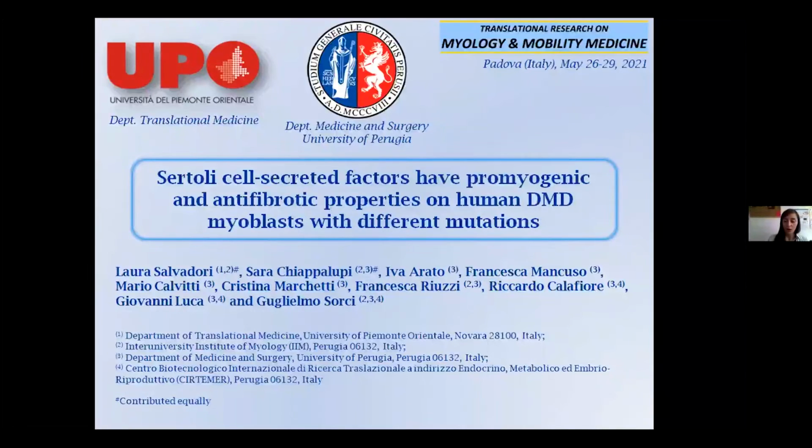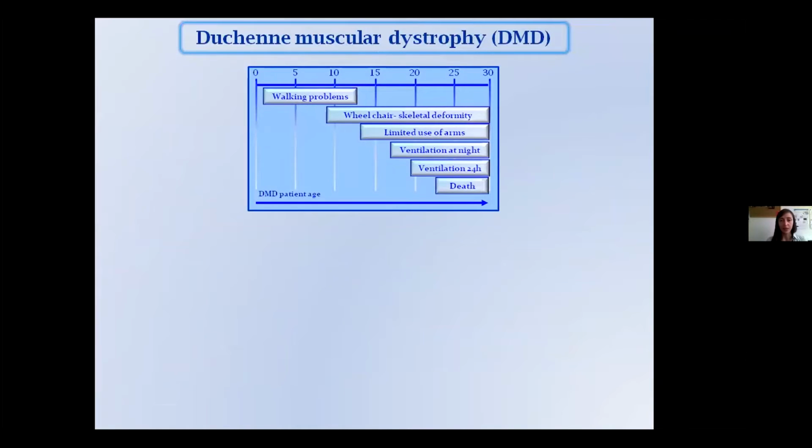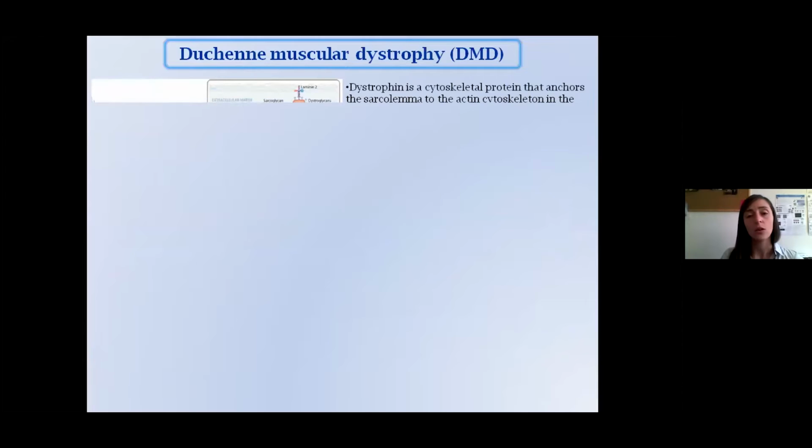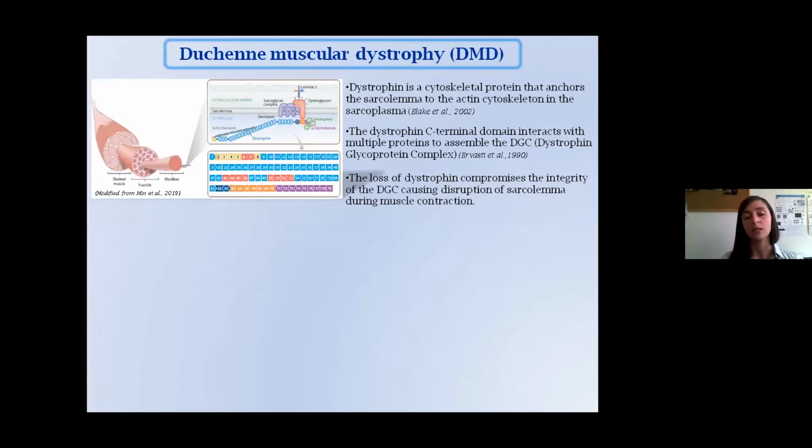Duchenne muscular dystrophy is an X-linked disease that affects 1 in 3,500 live male births. The onset is around childhood, leading to a necessity of a wheelchair around 10 years old and to a premature death for cardiac and respiratory failure. The cause of the pathology is a mutation in the DMD gene, the gene that encodes for the dystrophin.